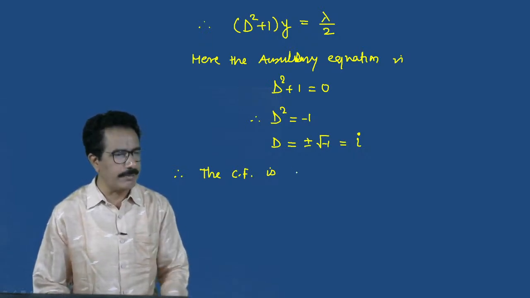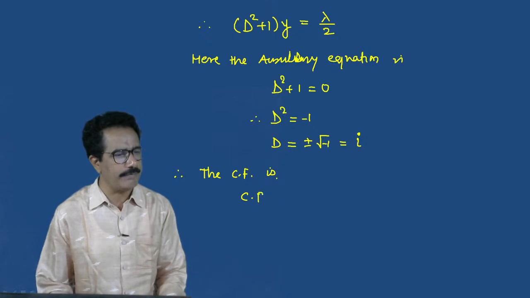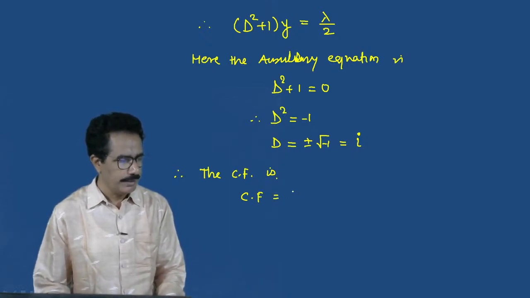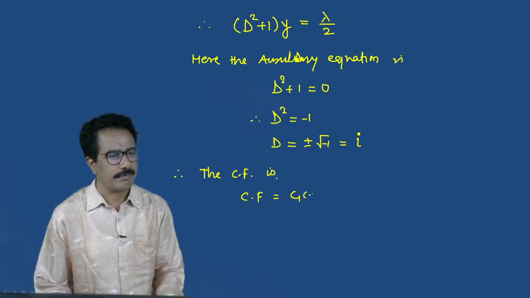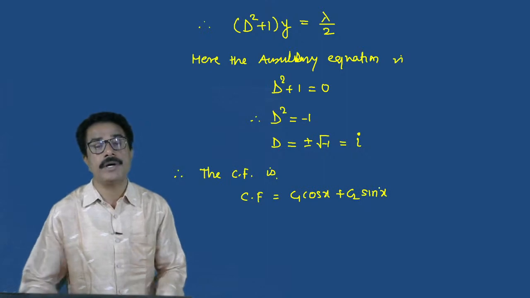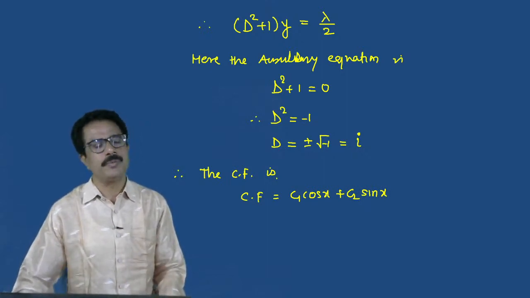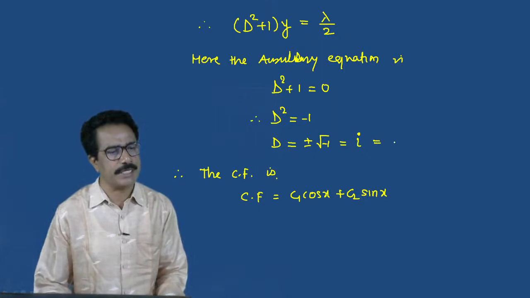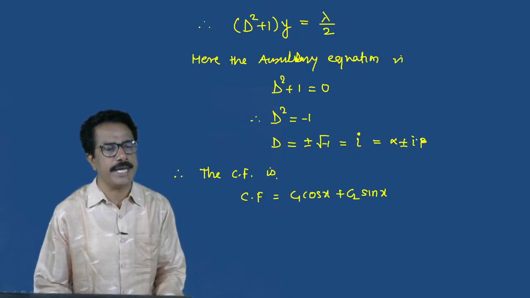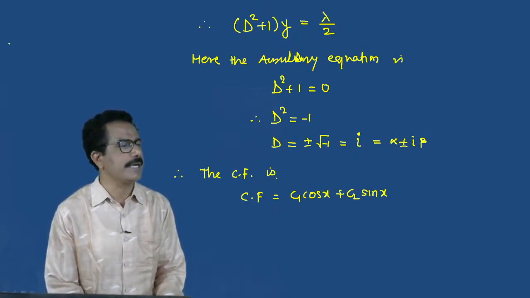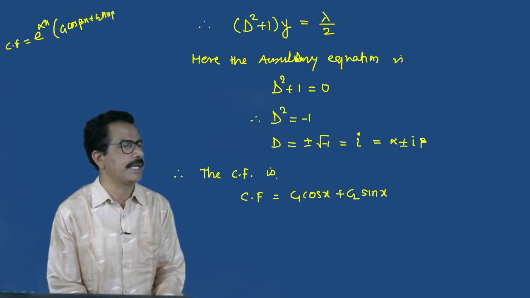Therefore the complementary function is equal to C1 cos x plus C2 sin x. This has been done in detail earlier, you have done this also. Because here we can write the roots as alpha plus or minus i beta. So its solution, that means its complementary function, can be written as e raised to alpha x, C1 cos beta x plus C2 sin beta x. This is the solution, the complementary function.